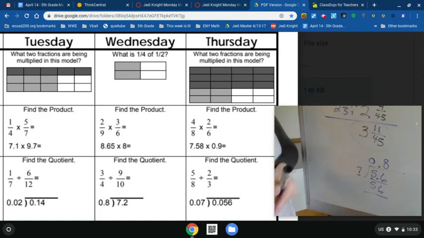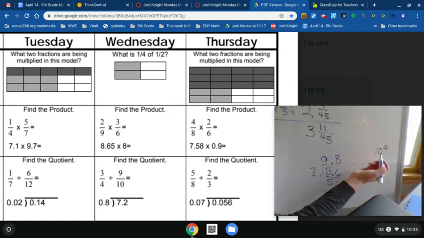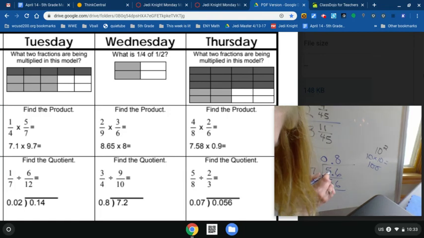Last one I want to make sure I review is our square. 10 squared. That is 10 times 10. Be careful, multiply on top of itself, which turns out to be 100.